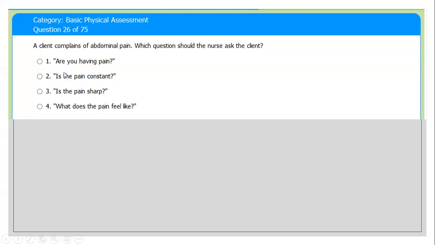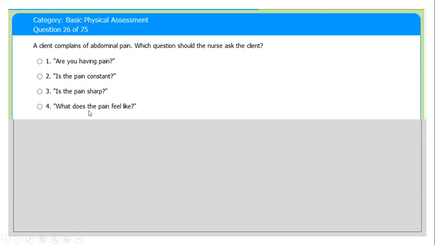Number two, is the pain consistent? It is a good question, but it is a closed question, meaning the patient will say yes or no. You will not get enough information. Number three, is the pain sharp? It is also a closed question. The patient will answer yes or no, and you will not get enough information.